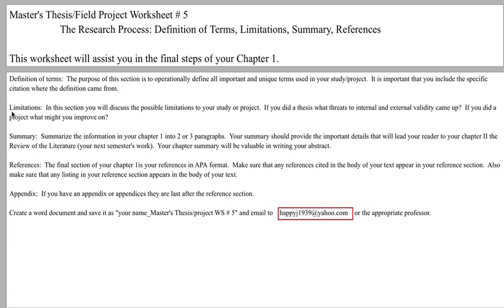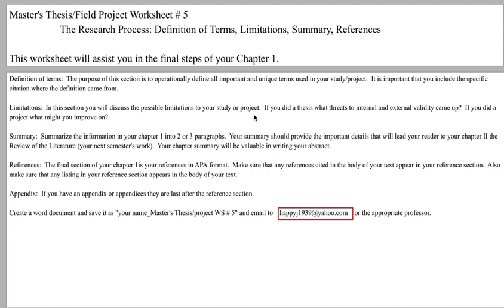Then your next heading or section would be your limitations. And in this section, you will discuss the possible limitations of your study or project. And again, this is a proposal, so you will be trying to think ahead what might be the limitations of it. If you did a thesis, you probably want to ask your question, what threats to internal and external validity came up? And if you did a project, you might ask yourself, how can I improve on that?